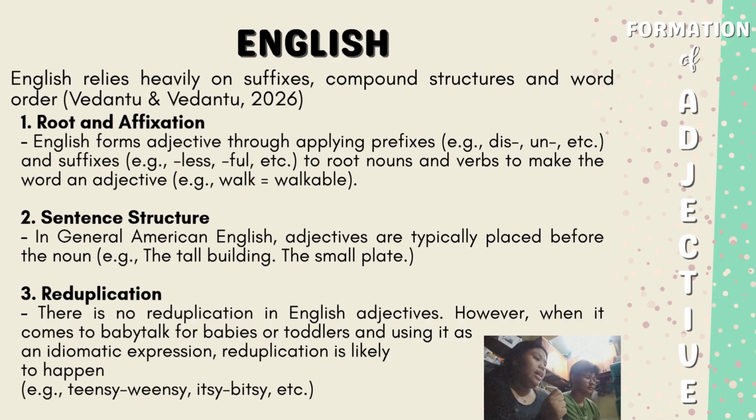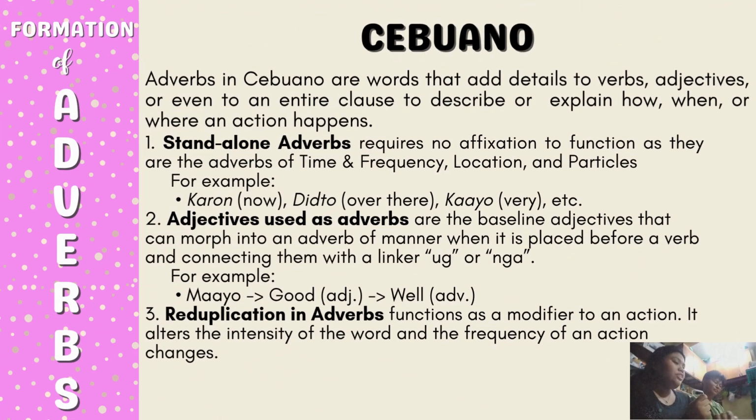Next is the formation of adverbs. So, in formation of adverbs, Cebuano adverbs explain how, when, or where an action takes place, and they follow three main patterns. The first one is standalone adverbs, wherein they work on their own to show time, place, or intensity. Adjectives, meanwhile, can also function as adverbs when linked to verbs using nga or ug. Additionally, reduplication changes the meaning by repeating the whole verb, only the first syllable, or modifying the intensity, just as it does for other parts of speech.